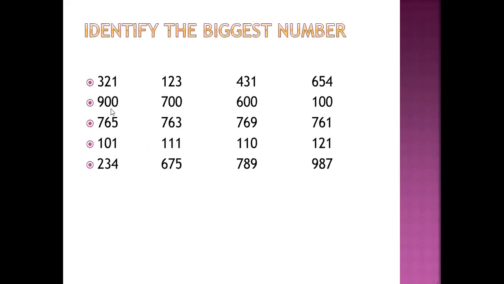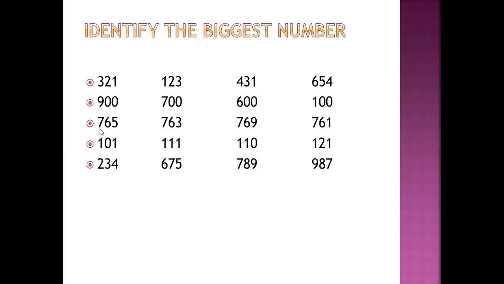Let's move to the next one. We've got 900, 700, 600 and 100. So again, the hundreds place is changed. We've got 1, 6, 7 and 9. So definitely 9 becomes the biggest number. So 900 is the biggest 3-digit number here.